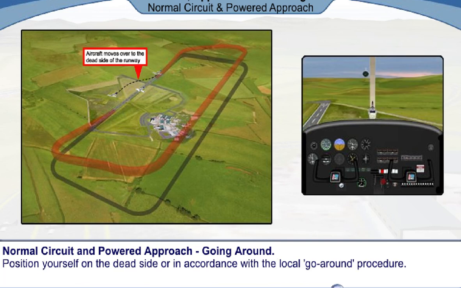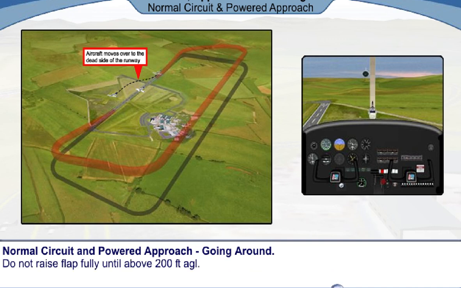If the circuit has a dead side, turn towards it and continue to climb on the dead side of the runway so that you can keep in view both the runway and the climb-out path. Note that the go-around procedure may vary from airfield to airfield. Raise the remaining flap when you're above 200 feet AGL.